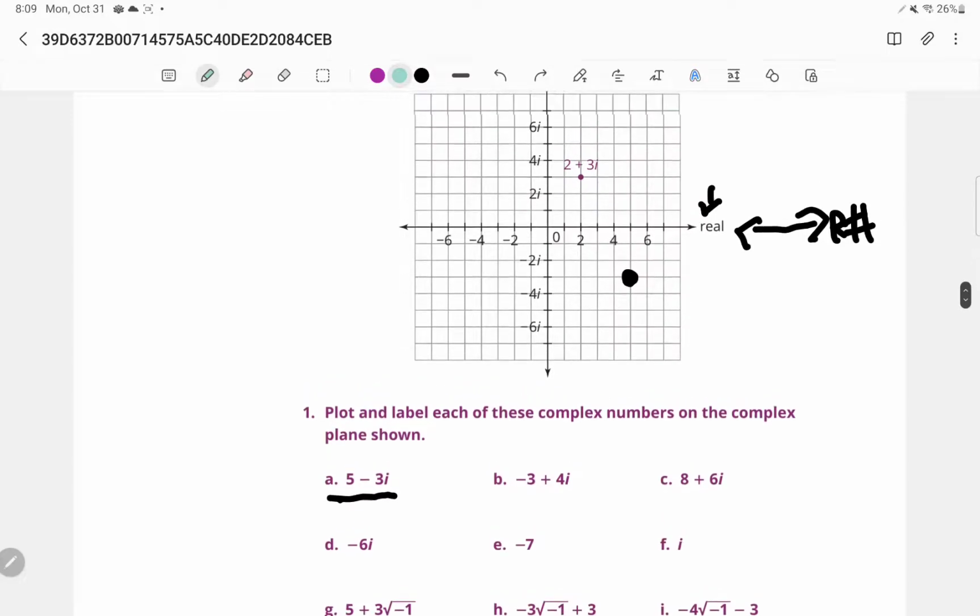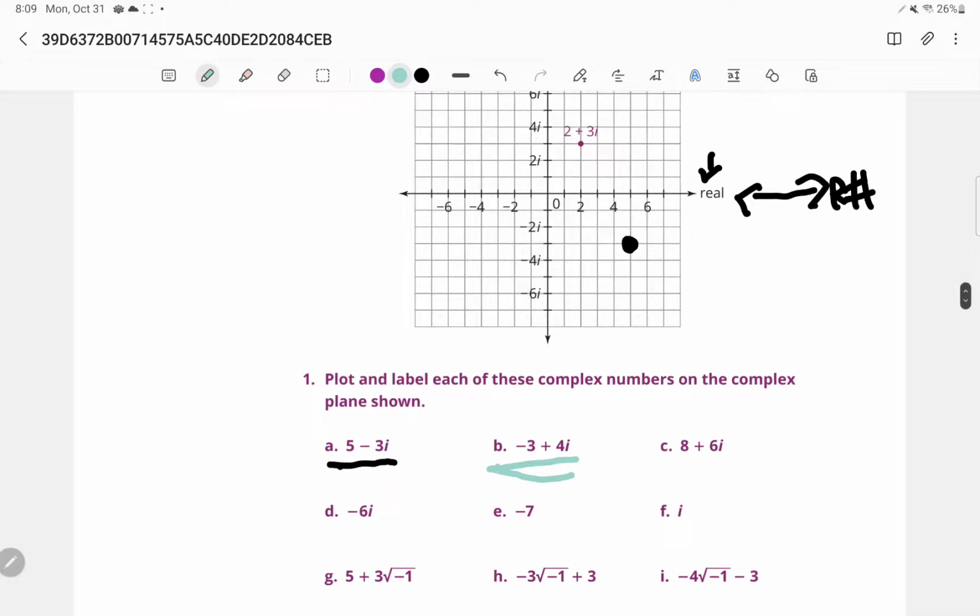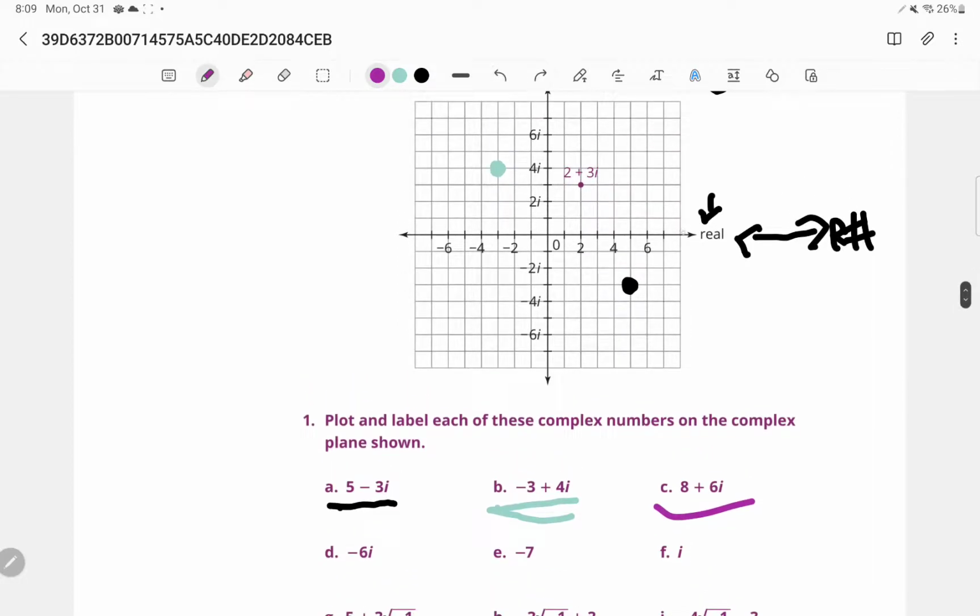Let me do another one. Going to do the second one. All right, I'm going to do a different color just so you know where I'm putting it. So it's going to be negative 3, and then I'm going to go to positive 4. There you go. Now I'm going to do one more. I'm going to do C. 8. So 8, right there, right? And then plus 6, so we're going to go up, all the way up right here. Boom. Those are my 3 points.